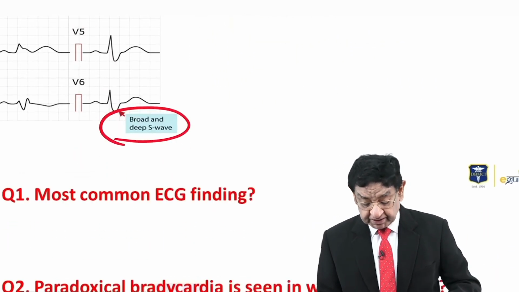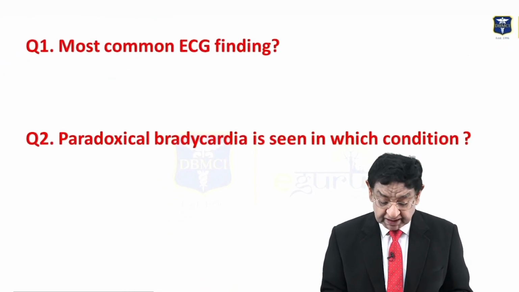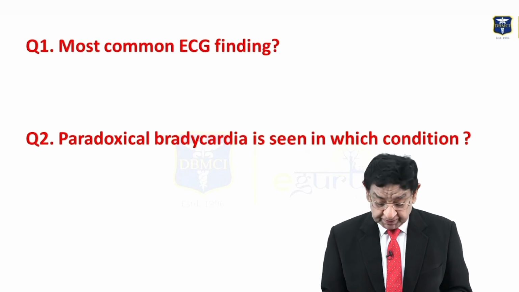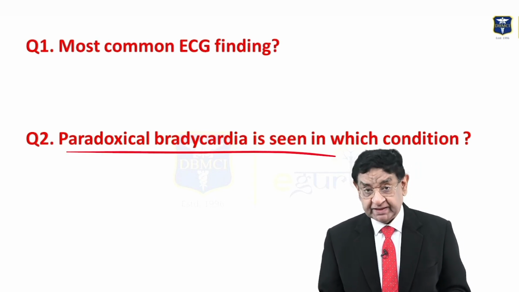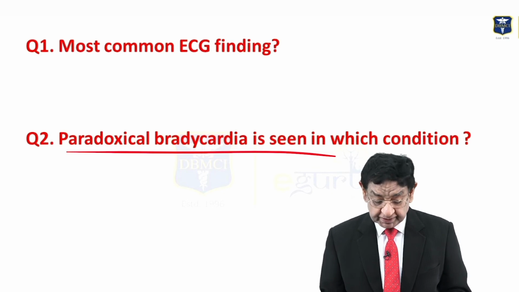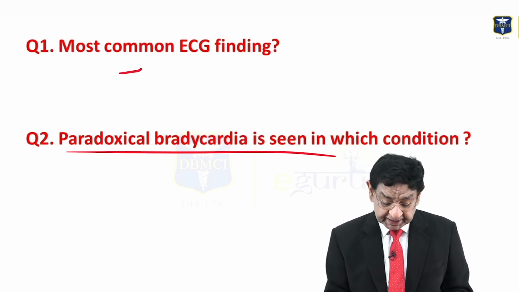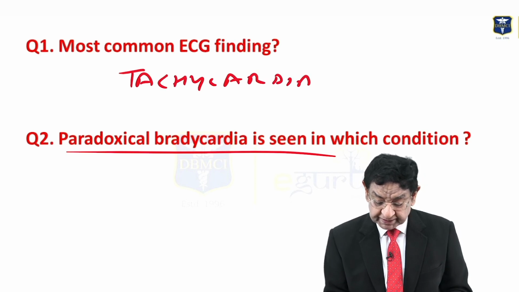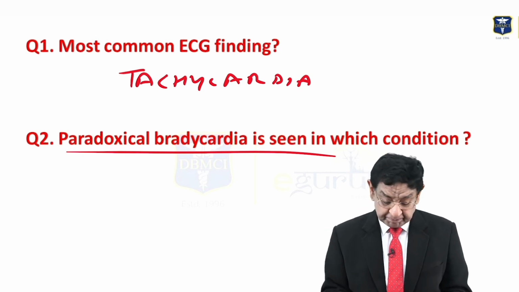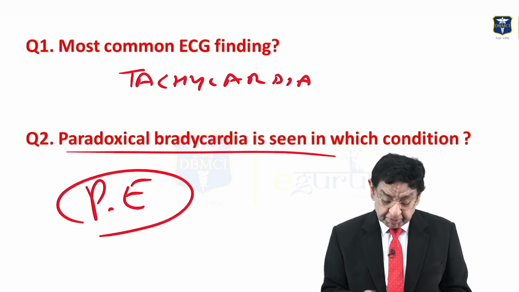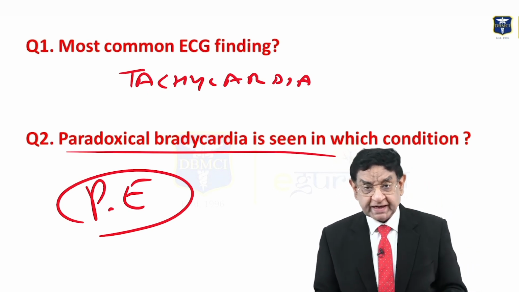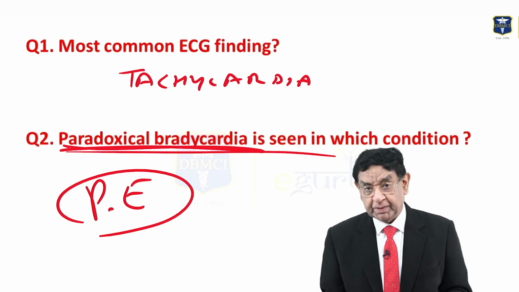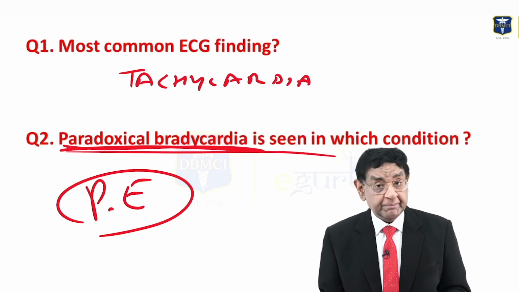Now again, I've got some more questions for you. Stop the video, write down the answer. What is the most common finding in ECG in acute pulmonary embolism? Paradoxical bradycardia can be seen in which condition? Okay, well, the right answer is tachycardia is the most common finding in ECG. Paradoxical bradycardia is seen in pulmonary embolism. Point to be noted, the most common finding is tachycardia, but at the same time, sometimes bradycardia can occur in pulmonary embolism, what we call paradoxical bradycardia.